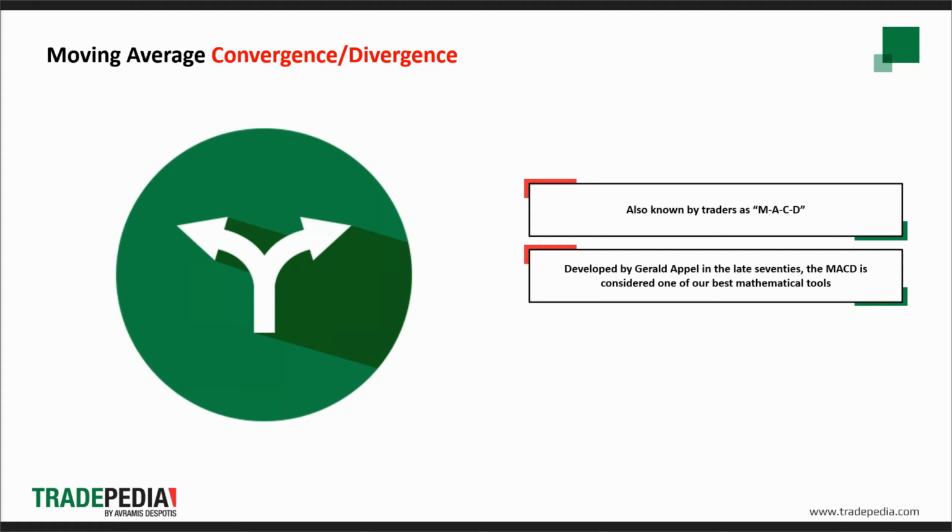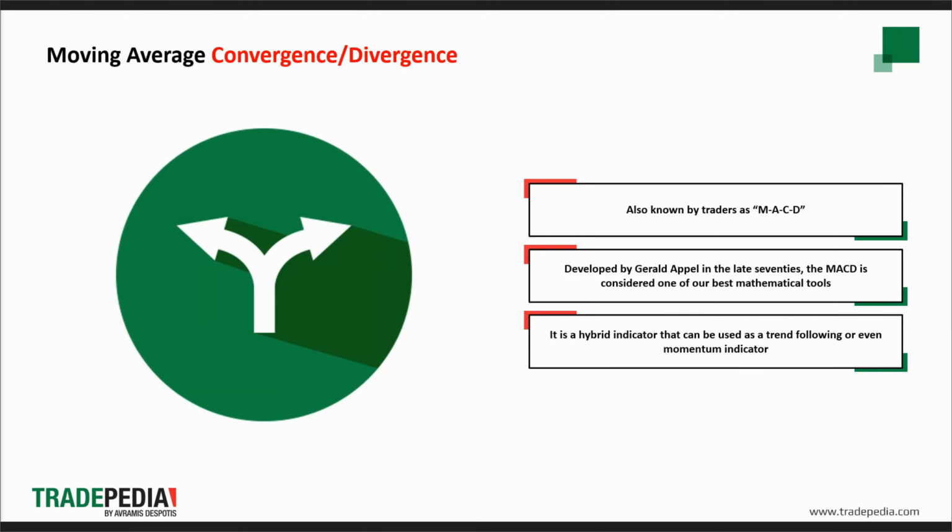It was developed by Gerald Appel in the late 70s, and now it's one of the most reliable, one of the best tools that you can use to have a view of the market. Basically, what a MACD is, it is a hybrid indicator that can be used as trend following, or it can even be used as a momentum indicator. It offers the best of both worlds in that aspect, and we're going to take a look at how the MACD is used. So let's look at the calculation of the MACD.